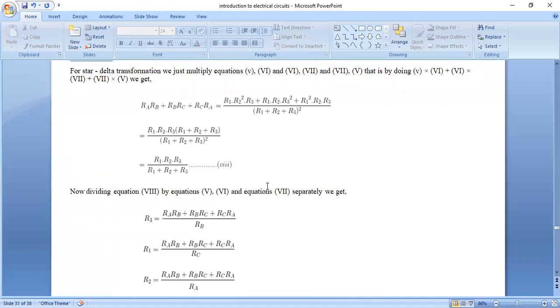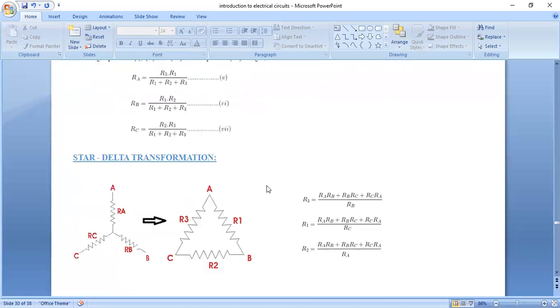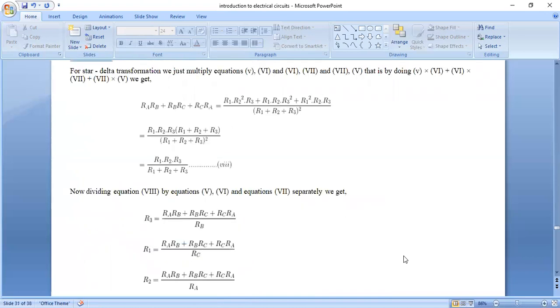So next, star to delta transformation. So in that first, this is a star connection system. Here the resistors are RA, RB, RC, and we have to convert this star into delta. So in this delta connected system, we have the resistors R1, R2, R3. So in this star to delta transformation, we have to find this R1, R2, R3 resistors in terms of RA, RB, RC. Let's see the derivation for this.